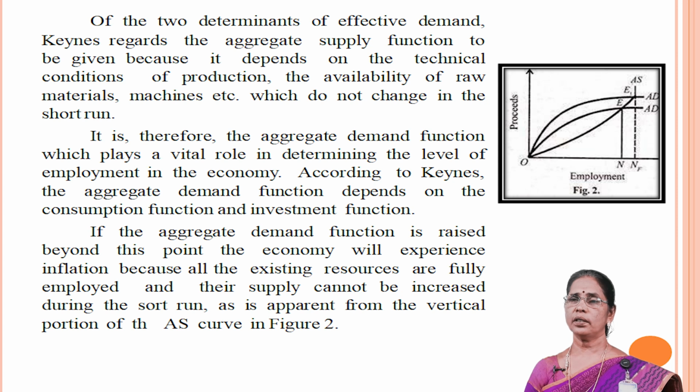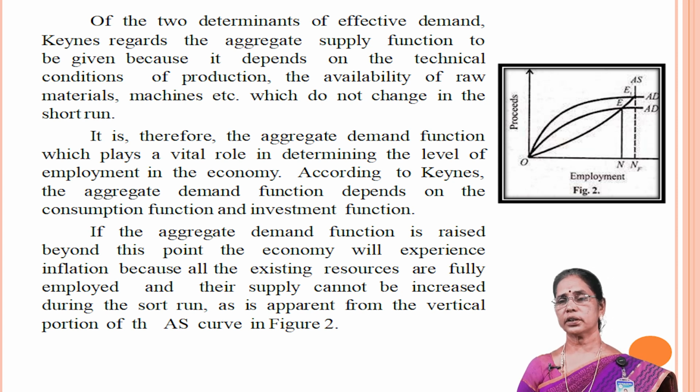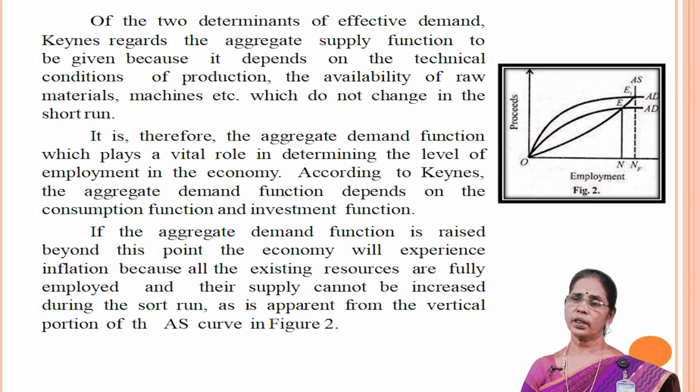Here we have to see the x-axis represents the total employment of the economy and the y-axis represents total cost and revenue of the economy. Here we have to take only one aggregate supply curve and we have to see the two types of AD curves. That is, aggregate demand is shifted from one level to another level.